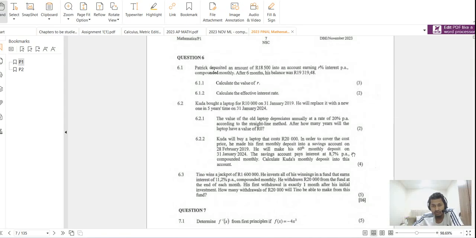Now moving on to question 6, which is a financial maths problem, as we have here.